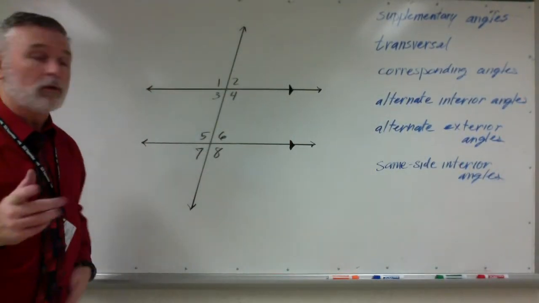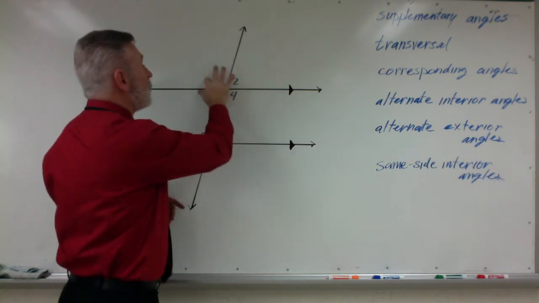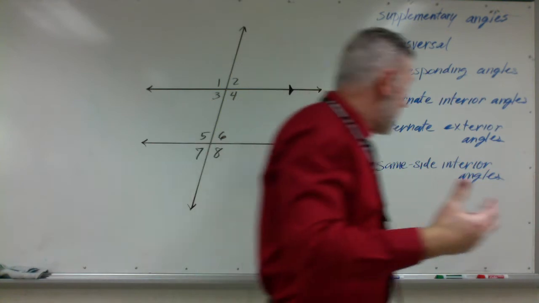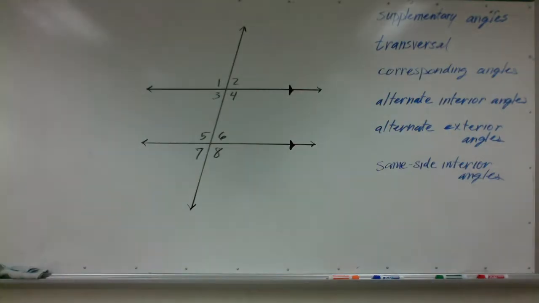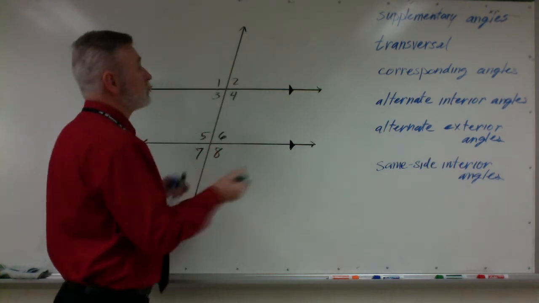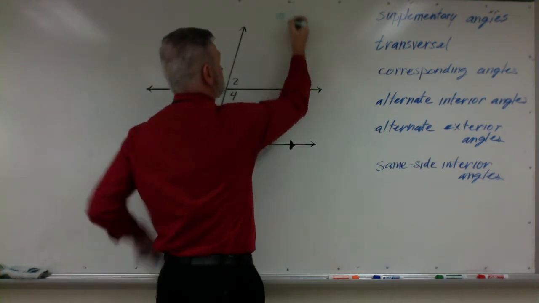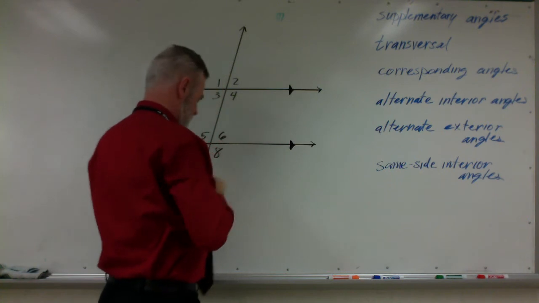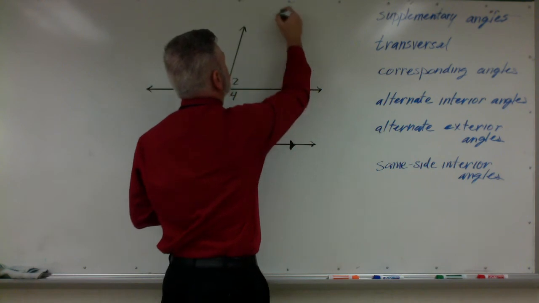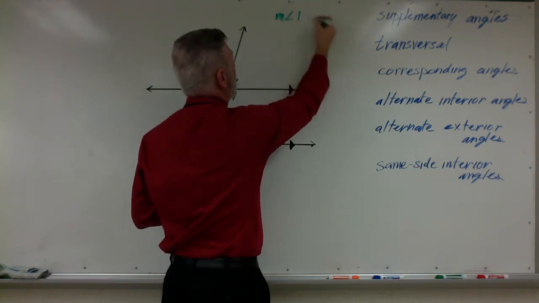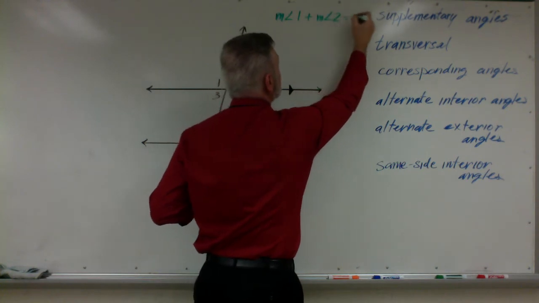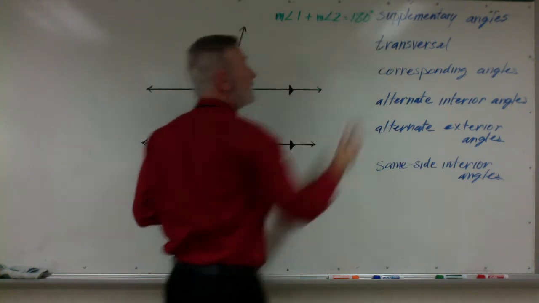Now, in my last video, we established that 1 and 2 are supplementary angles. And because they're supplementary angles, the measure of angle 1 plus the measure of angle 2 equals 180 degrees.